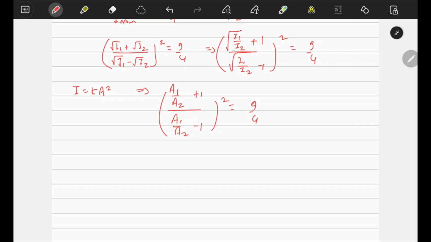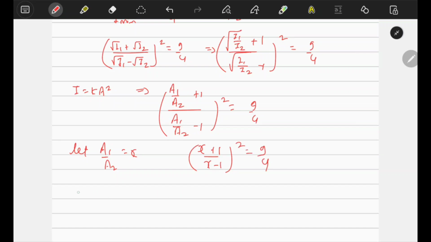Where is the root? The root is gone because this is K a square, so A will come out of the square root. So we will have this thing. Now we can do one thing: A1 by A2 is equal to x. Then we will have a simpler equation, (x plus 1) over (x minus 1), whole square, equal to 9 by 4.